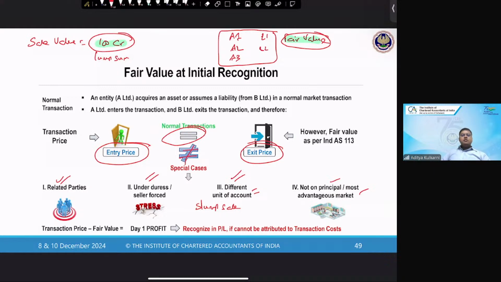Apart from these four cases, your entry price will always be equal to exit price, and therefore your transactions will always end up becoming equal. So fair value as an exit price definition always stands good, but to make it equal to entry price, these 4 exceptions have to be eliminated. Is it okay? Yes, sir. Pooja, did you follow? Nisha, Niranjan, Usha? Yes, sir. All right. So fair value at initial recognition.